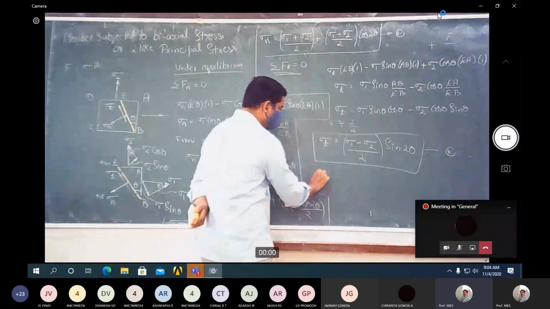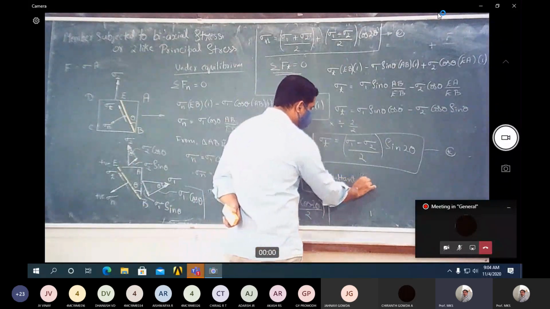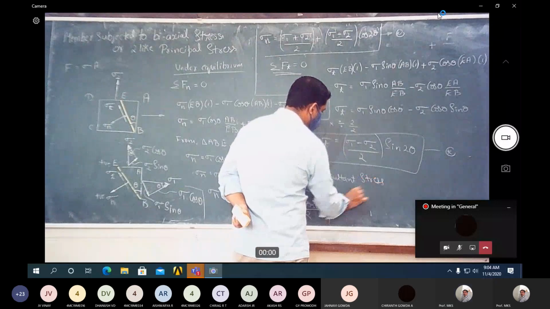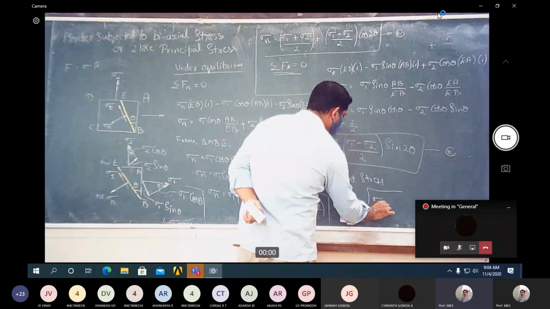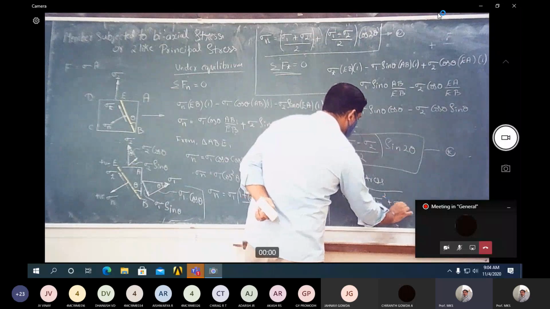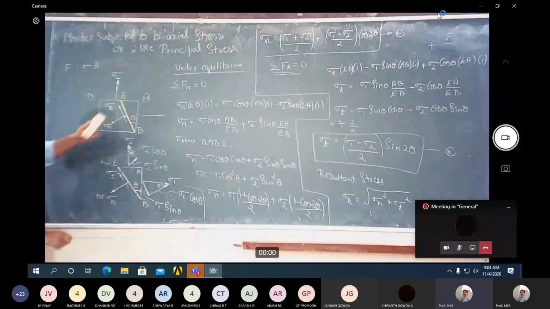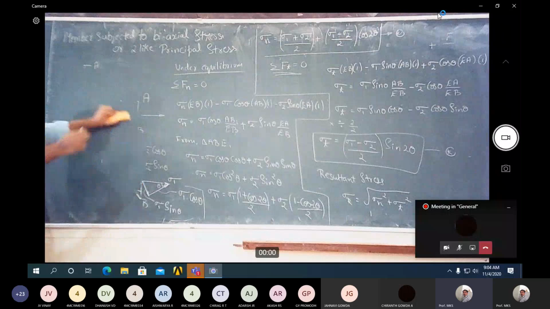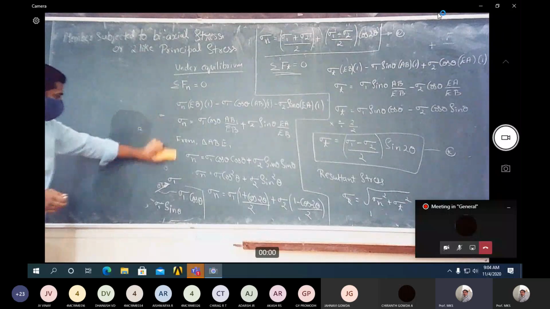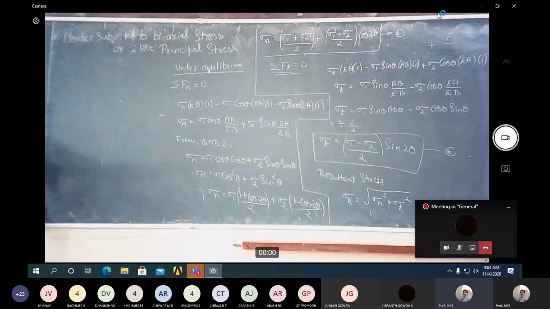And the resultant stress is given by sigma r equal to root of sigma normal square plus sigma tangential square. Remember, this is the general equation. And you need to find when the stress is maximum and when the normal stress is minimum. When will it be maximum and when will it be minimum.